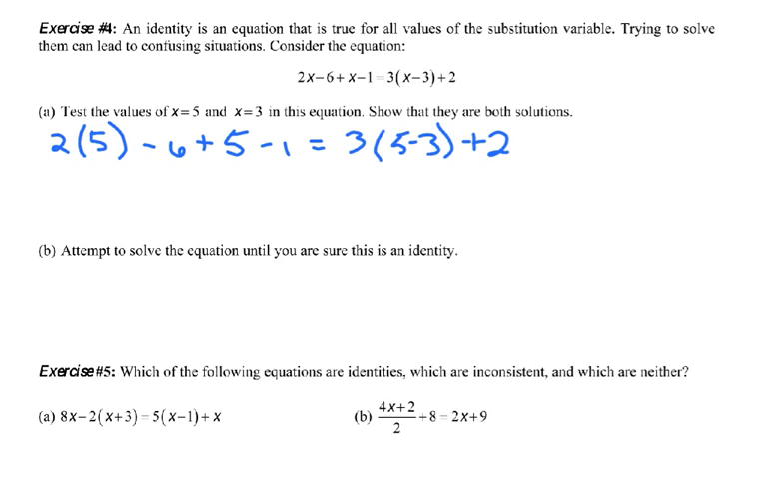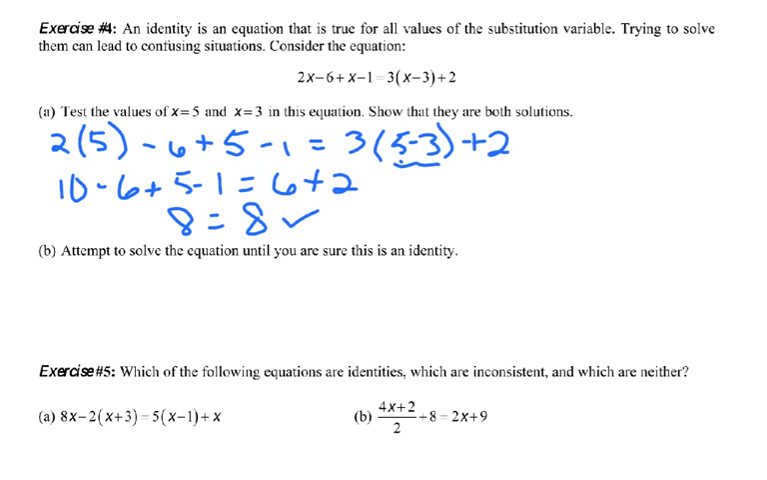We're going to clean this up a little bit. So we have 10 minus 6 plus 5 minus 1. 5 minus 3 inside this we know is going to be 2, so 3 times 2 is 6. And then if we clean up both sides, we can add and subtract all the numbers that are on the left-hand side. We end up getting 8, and if we add 6 and 2 together, we also get 8. So we actually have the same number on both sides. That's why this is going to be considered an identity, because we should also get something like this once we substitute in the value of 3.